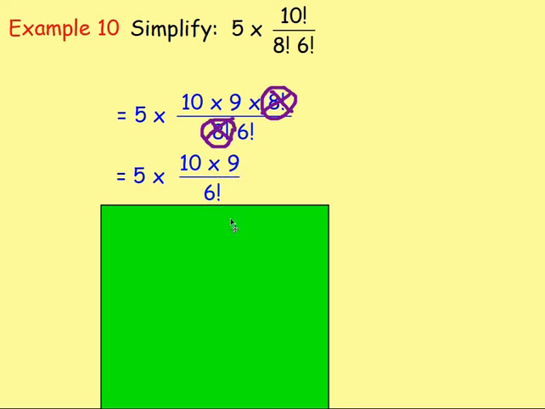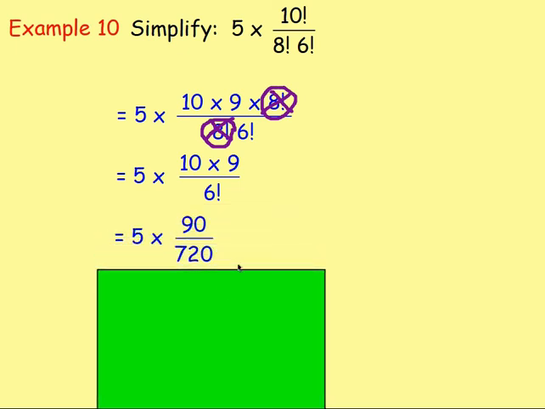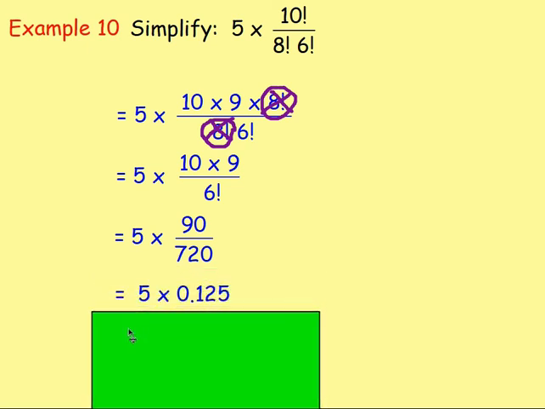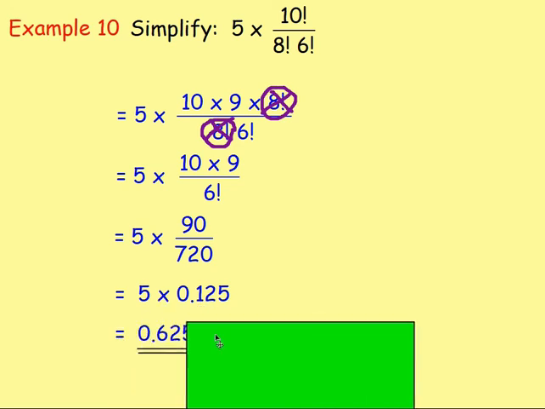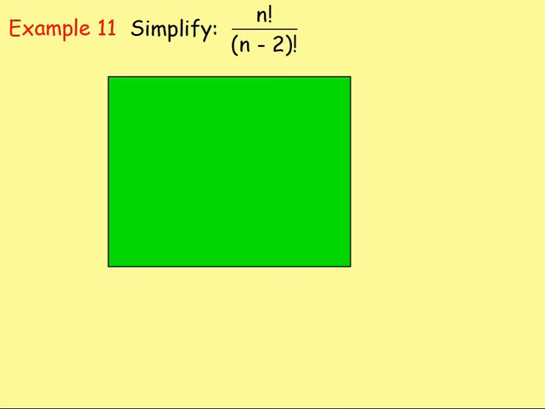You could do that different ways. You could do just 10 times 9, which gives you 90. 6 factorial, 6 times all the numbers before it. You could just use your calculator. You get 720. If you work that out, well, 90 divided by 720, that will give you 1 over 8. If you simplify that, which is 0.125, and if you multiply that by 5, you get 0.625.